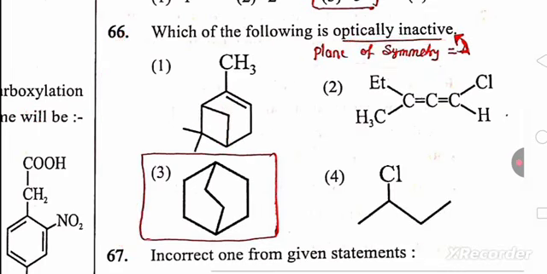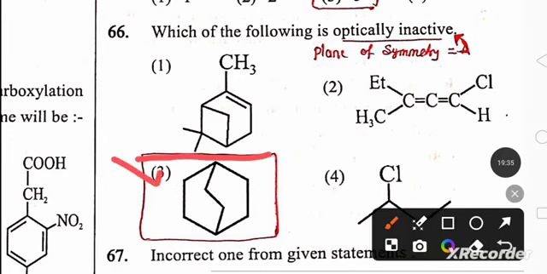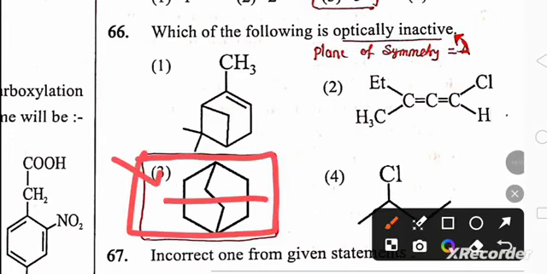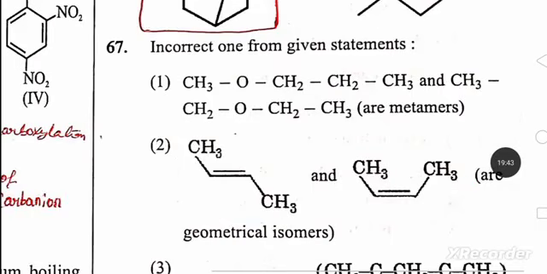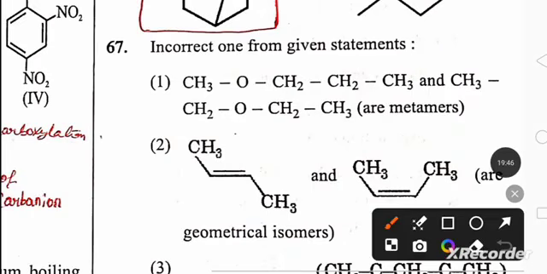So among the given 4 options, as we can clearly see, option 3 does not have a chiral carbon and it also has a plane of symmetry. So option 3 is optically inactive. Let us go to the next question. Find the incorrect one from the given statements.